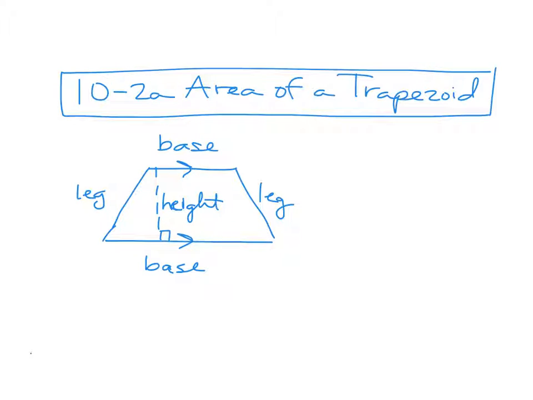So there's a formula for the area of a trapezoid. Like we did on the homework, you could break it into a rectangle and a couple triangles, but you won't always have all the information to be able to do that.